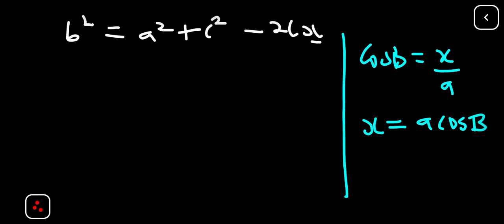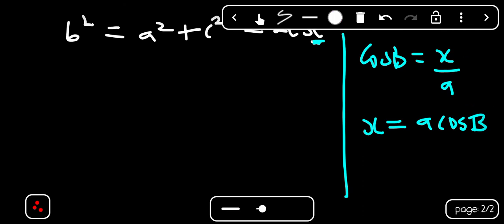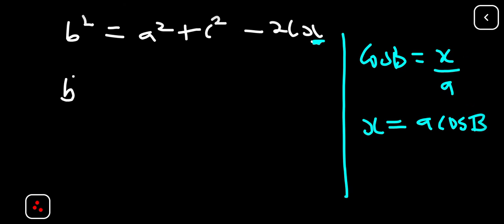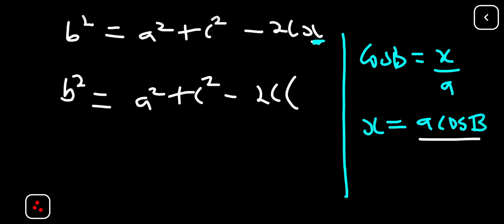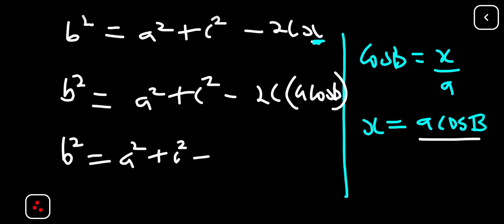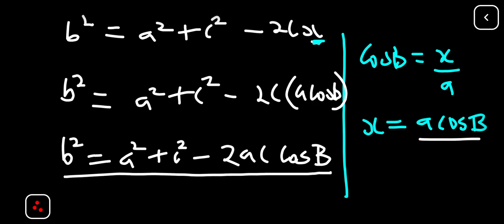Now, if you replace this x and put it into this point here, this will change the whole equation to look something like this. b squared is equal to a squared plus c squared minus 2c times the value of x, which is a cos b. Okay? Now, if you multiply through, you see that b squared is equal to a squared plus c squared minus 2ac cos b. Now, this exactly is the cosine rule for b squared.